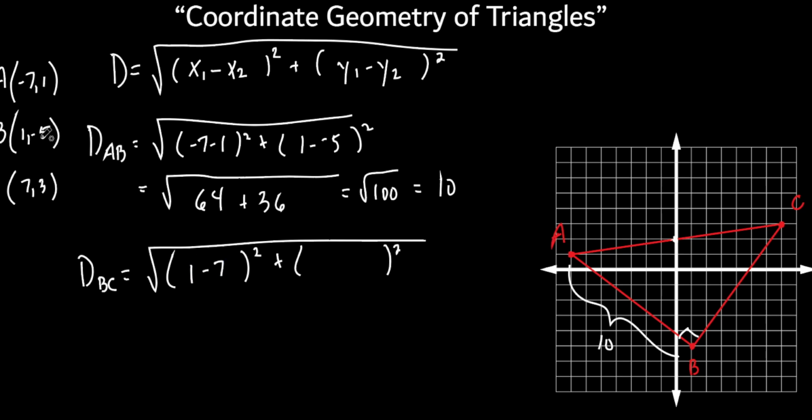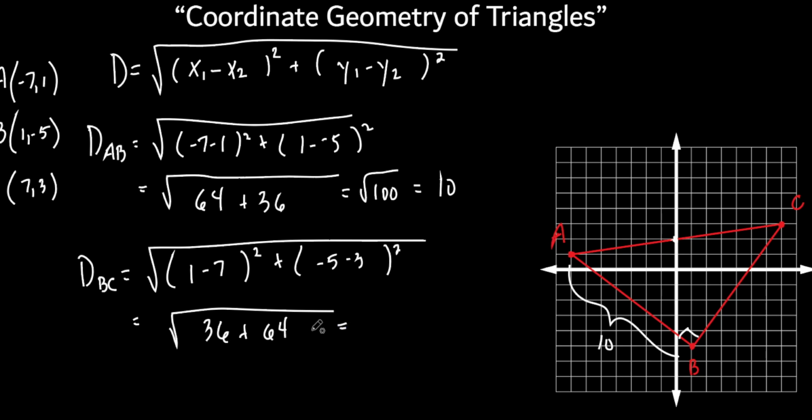Then we subtract the y's, negative 5 minus 3. All right? Square root. 1 minus 7 is negative 6. Let's do this in our head. Negative 6 squared is 36. Negative 5 minus 3 is negative 8. Negative 8 squared, 64. Why is it not negative 64? Because negative times negative, right? If I square something, it's a negative times a negative, and that's always a positive, okay? So it's all going to be positive inside here.